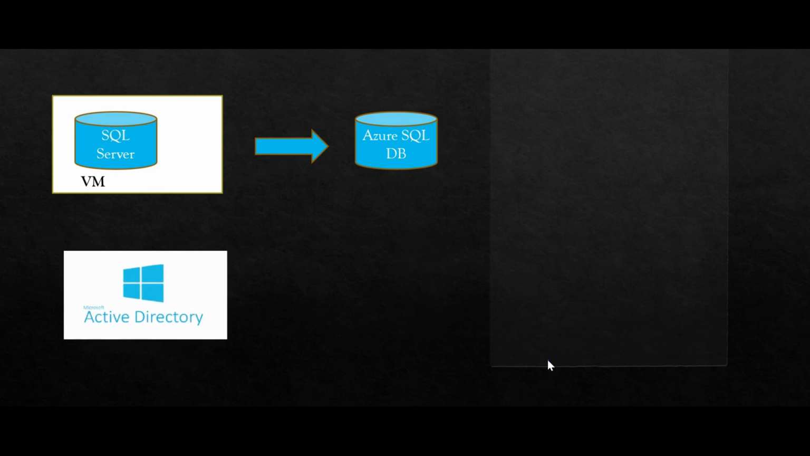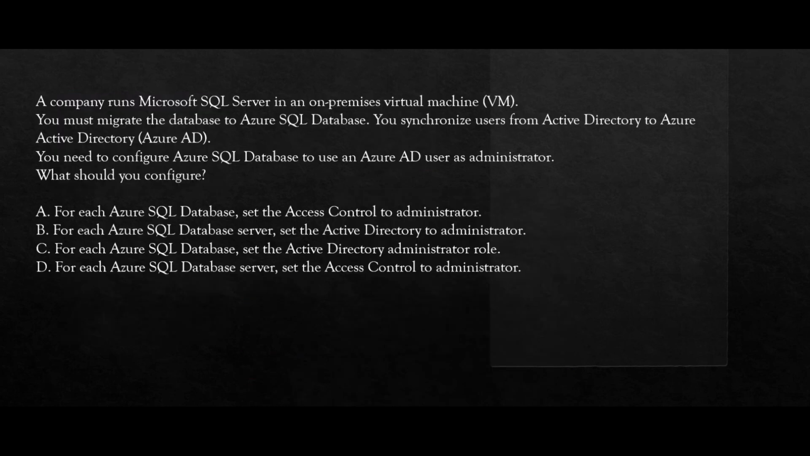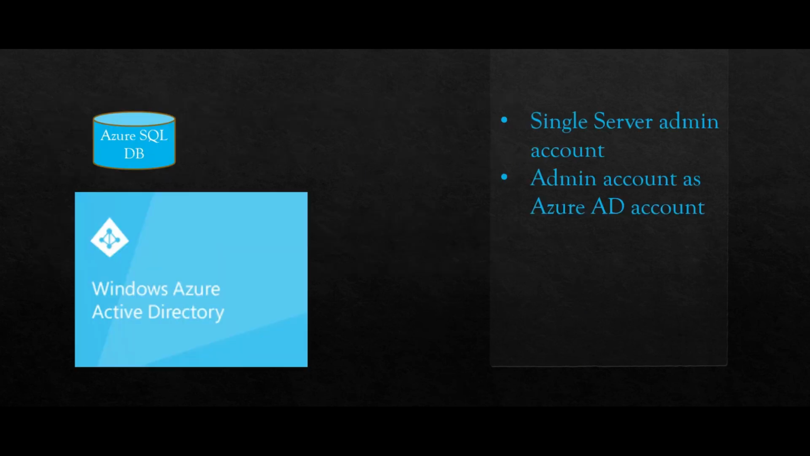So basically the question says they have a SQL Server instance on premises installed in a VM, and this needs to be migrated to Azure SQL database on cloud. Now they also have an Active Directory on premises, and they want to migrate that to Windows Azure Active Directory on cloud. Now the question says they need to configure Azure SQL database to use an Azure AD user as an administrator. So let us go through the concept first.